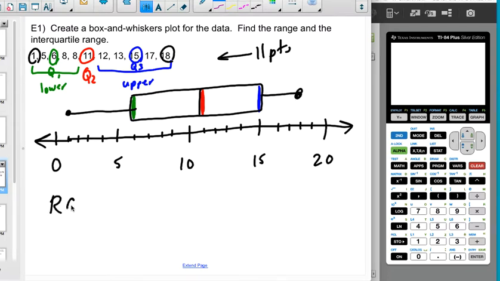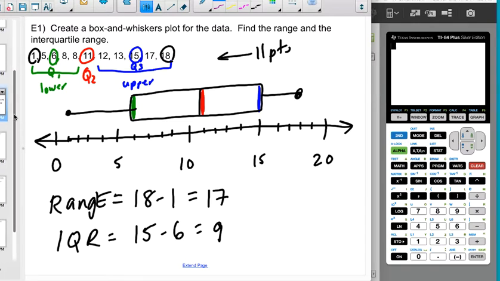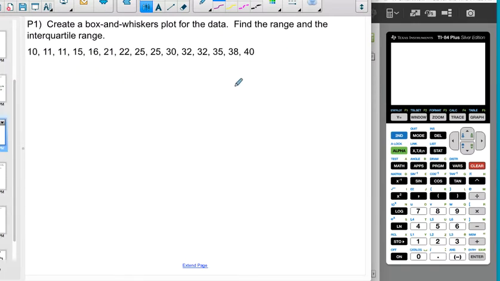When I'm asked to find the range, it is going to be the max, which is 18, minus the min, which is 1, so that's 17. The interquartile range is going to be the upper quartile, which was 15 in blue, minus the lower quartile, which was 6, so that's going to be 9. And those are the values I was asked to find. All right, so that's how we draw a box and whiskers plot. It really is just about the median over and over and over again. So go ahead and give this a try.